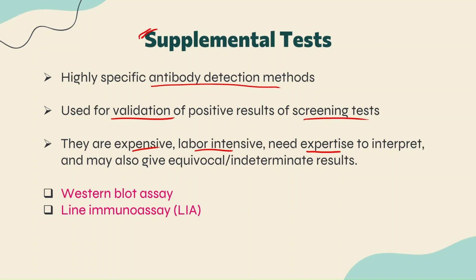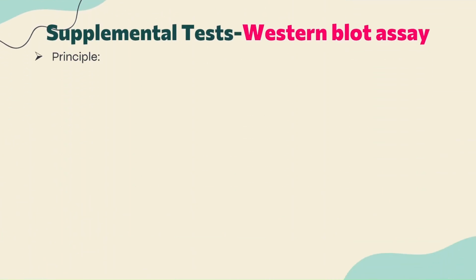Also, guys, there are chances that it can give rise to equivocal or indeterminate results. What do you mean by this? It is not very clear whether the person is positive; in simple terms, we can get some doubtful results from this particular test. So these are some disadvantages or demerits of these supplemental tests. Two tests are named under the supplemental test: the Western blot assay and the line immunoassay, of which I'm going to describe the Western blot assay in detail. The Western blot assay is based on the immunoblot technique.